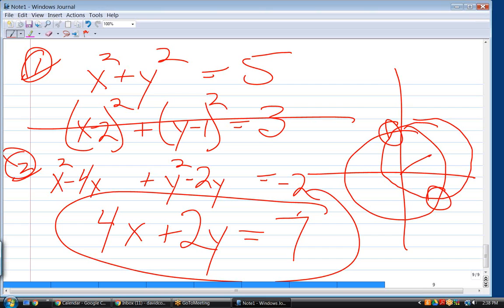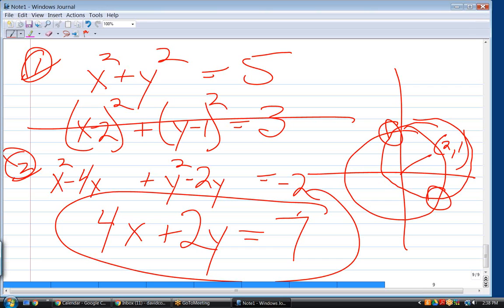I can't think of one. Let me think for a second. What do we know about these two circles? We know one has a center at the origin. The other has a center at 2, 1 with a radius of 3.